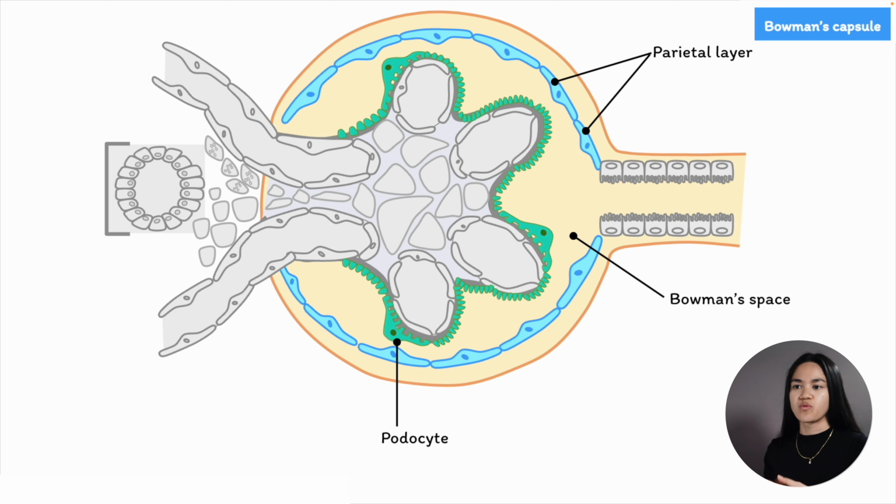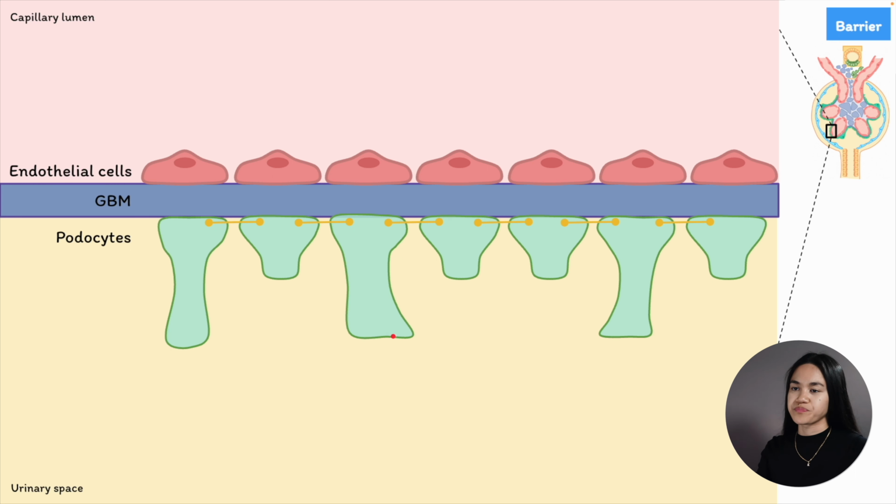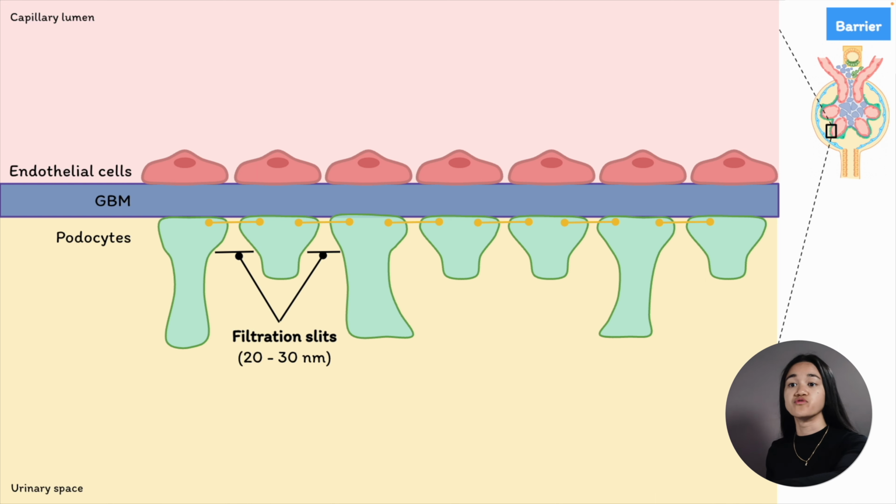And these podocytes, the word podo means foot, so they have foot-like processes called pedicels that surround the outer surface of the capillaries. Again, we have the capillary and then the basement membrane, and the podocytes surround the outer surface of the capillaries. Let's zoom in. The foot processes have these gaps called slit pores or filtration slits, through which the filtrate moves from the capillaries to the lumen of Bowman's capsule. So they wrap around the basement membrane like an octopus, with the gaps between called filtration slits. These slits are about 20 to 30 nanometers in diameter.